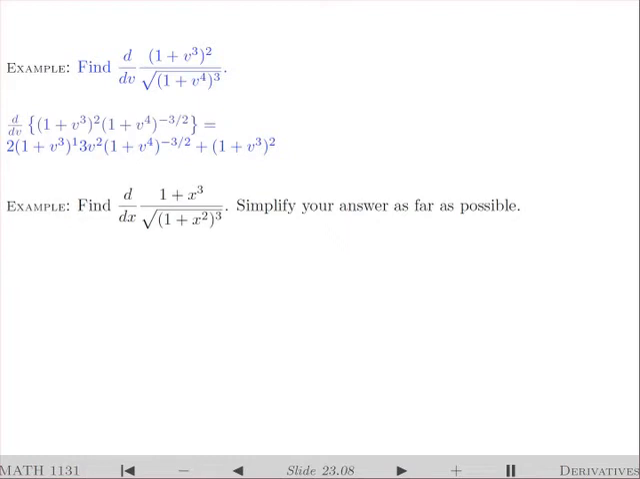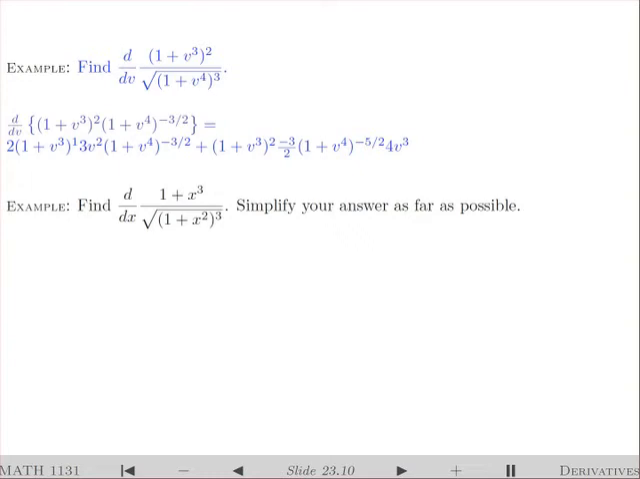Now I need to differentiate (1 plus v to the power 4) to the power negative 3/2. So again, I'm just going to use the power rule. I differentiate for the exponent negative 3/2 first. So I get negative 3/2 times what's inside the parenthesis to the power negative 3/2 minus 1. Negative 3/2 minus 1 is negative 5/2. Now I should multiply this by the derivative of the inside. The inside is 1 plus v to the power 4. Its derivative is 0 plus 4v cubed. Again, if I don't want to simplify, I am done.